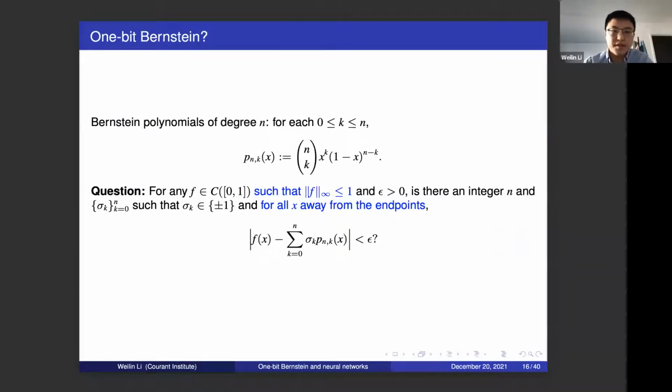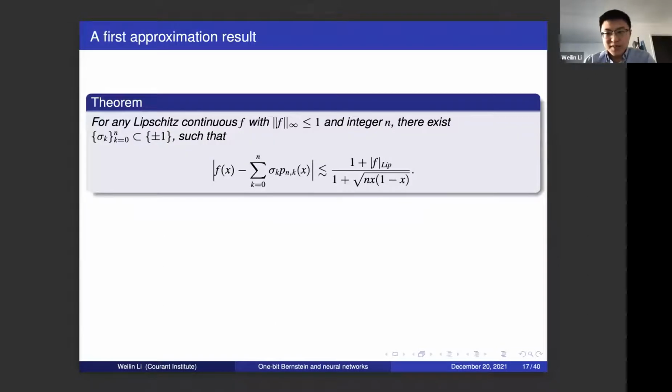So here's the new question. For every continuous function that's bounded by 1, and for every epsilon, can you find a sufficiently large n and a sequence of plus or minus 1s, such that for all x away from the endpoints, f minus this plus and minus 1 linear combination of these Bernstein polynomials is within epsilon? And quite surprisingly, perhaps, the answer is yes.